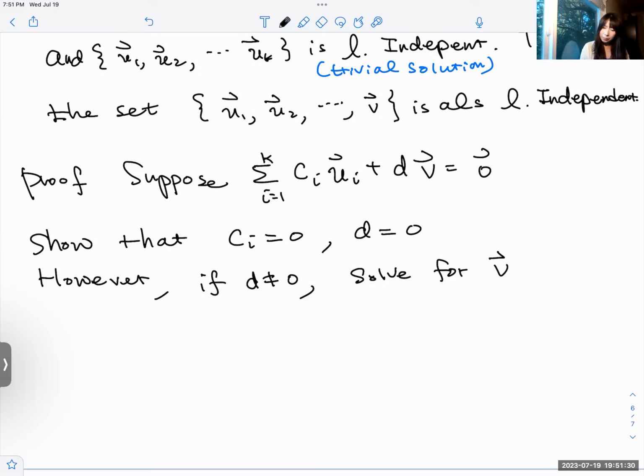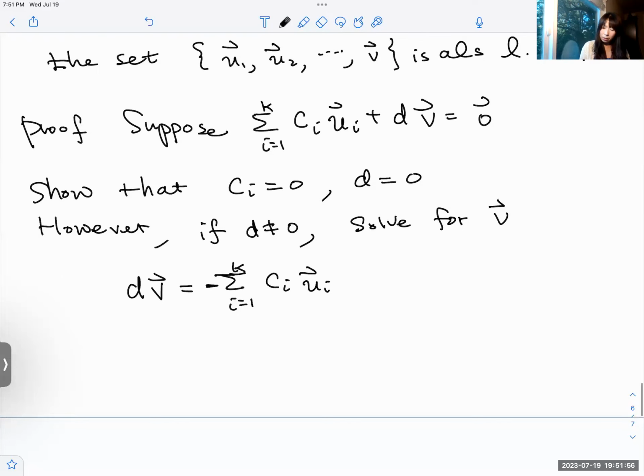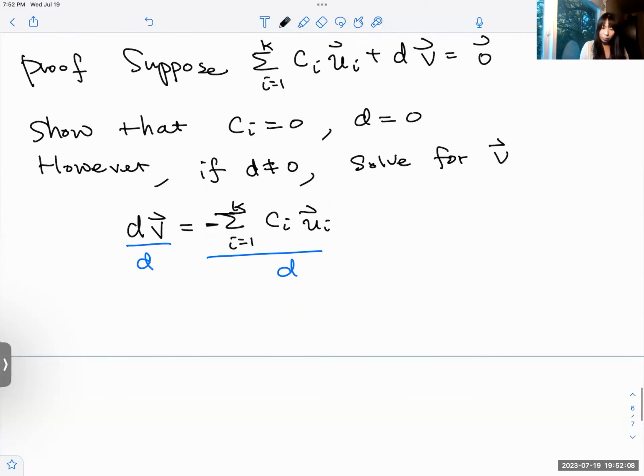Okay, then let's take a look at this one. Take this to the other side because we want to solve for V. So there will be d times V equal to negative the summation from i equal to 1 to k of c sub i, u sub i, right? Then we divide both sides by d. So we get V equal to minus the summation from i equal to 1 to k of c sub i over d, which are constant numbers, times the vectors u sub i, right?